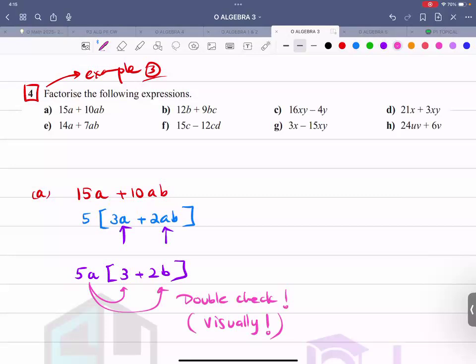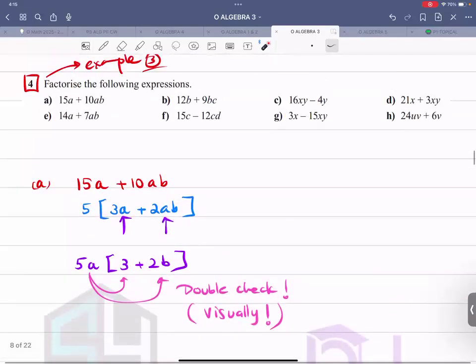What is that? That is 5A into 3, 15A. 5A into 2B: 5 into 2 is 10, A into B is AB. It's all good, all clear. You check it before the examiner does. So that is the first thing.